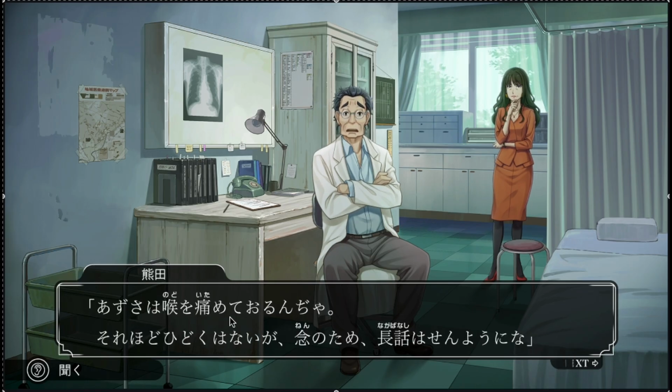あずさは喉を痛めておるんじゃ。それほどひどくはないが、念のため長話はせんようにな。 Okay, so we already know that first one. So sore hodo hidoku wa nai. So he's saying like it's not so bad. So not so bad as that. Like sore hodo is like to that strong degree. Then nen no tame, again, I think it's just like to be sure sort of thing. Naga hanashi, so nagai is long. Oh, oops. Okay, this is combined into one word, so nagabanashi.